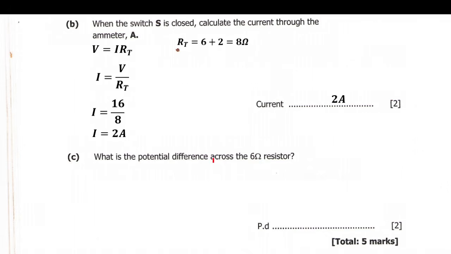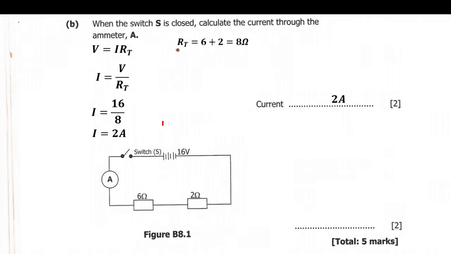They want the potential difference across the 6 ohm resistor. So potential difference, as usual, is the same as voltage. So this is the 6 ohm resistor here. So they need the potential difference here. Potential difference will use the same formula, which is voltage equals current times this resistor here.